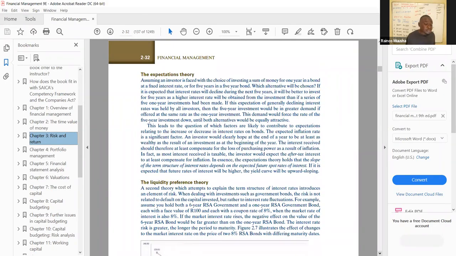So what you need to know about the expectations theory is basically looking at the expectations of how the yield curve is going to play out going into the future. If the investor is expecting interest rates to go up in the future, you're going to have what? An upward sloping yield curve.